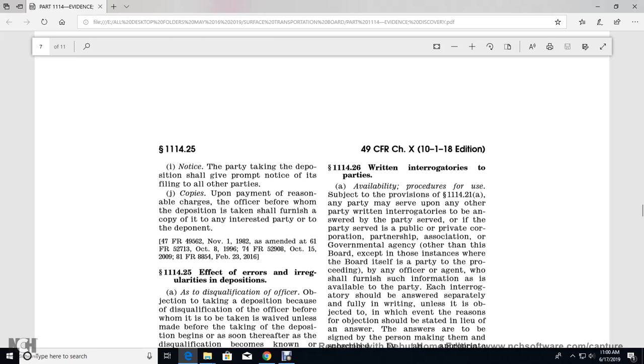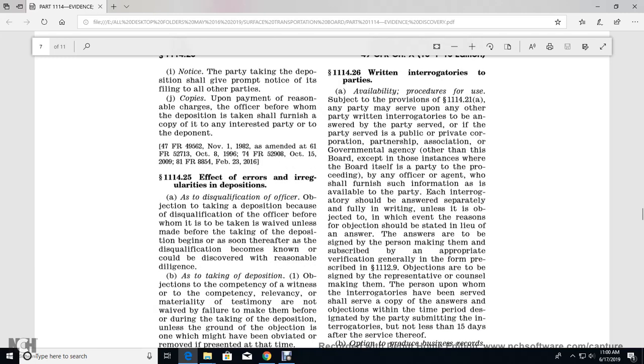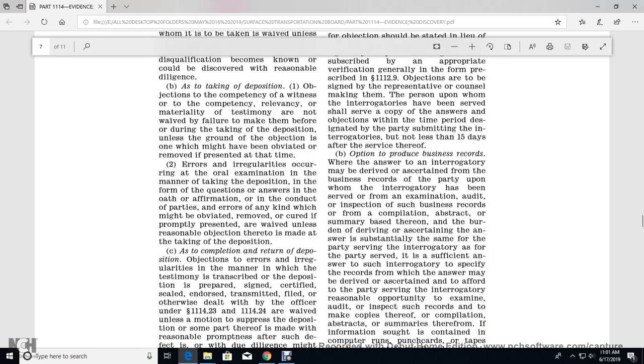Each interrogatory shall be answered separately and fully in writing, unless it has been objected to in writing, in which event the reason for the objection shall be stated in lieu of an answer. The answers are to be signed by the person making them, or subscribed with the appropriate verification in the form prescribed by 11-12-9. Objections are to be signed by the representative of counsel making them. The party upon whom interrogatories have been served shall serve a copy of the answers or objections within the time designated by the party submitting the interrogatories, but not less than 15 days after the service thereof.